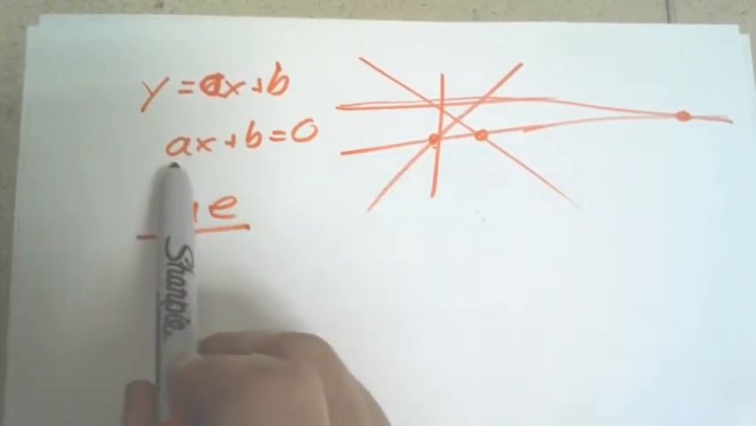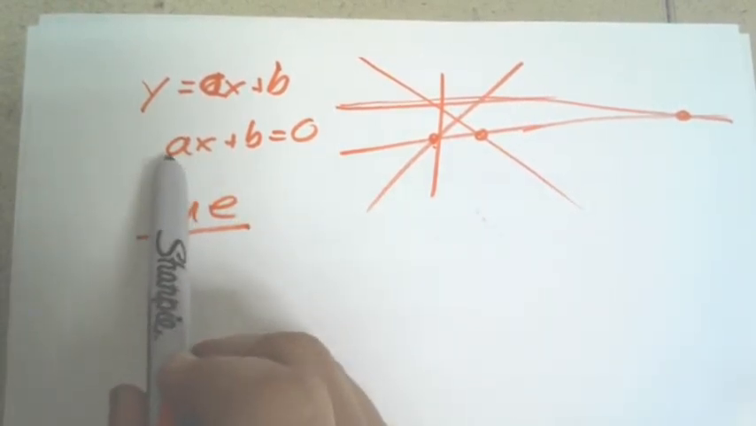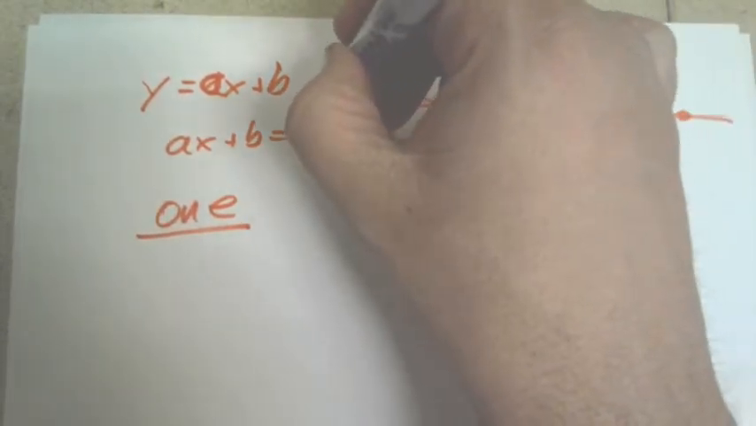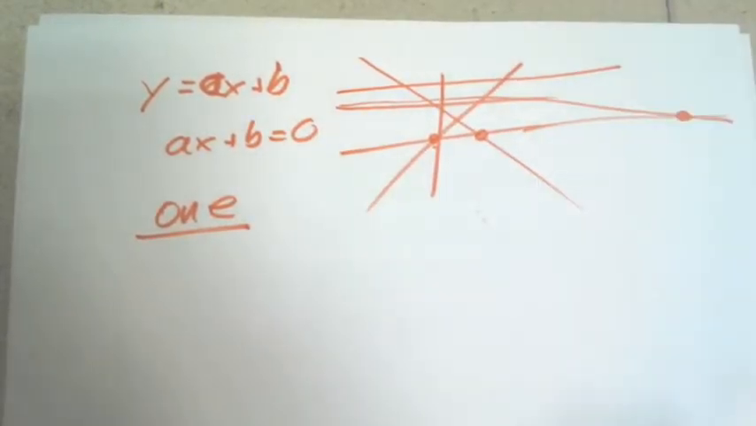The reason the problem says don't let this a be 0 is that if a is 0, then you have a strictly horizontal line, which is never equal to 0.